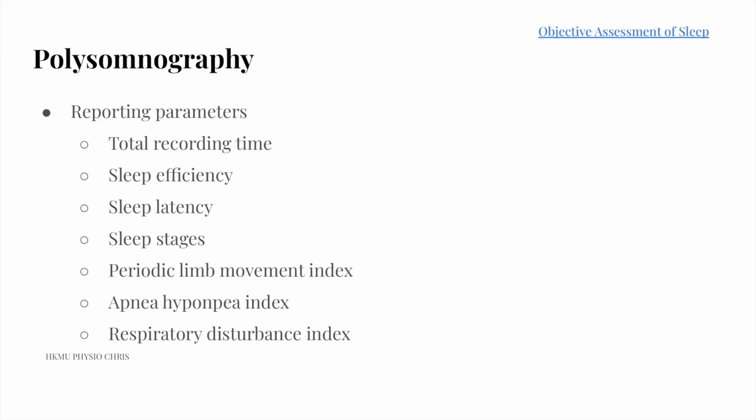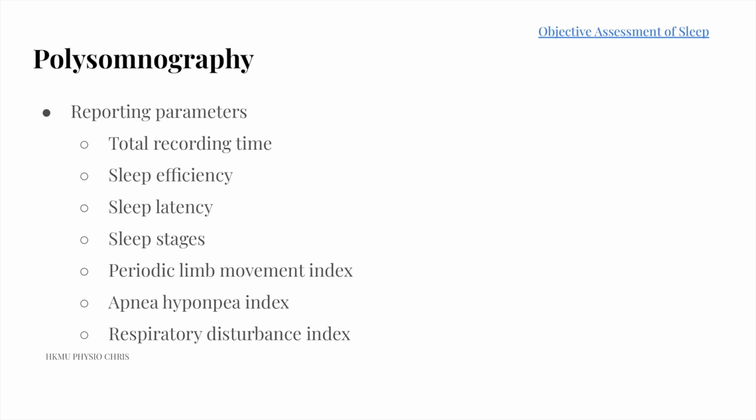Polysomnography has quite a few reporting parameters, such as the total recording time, which is the total time spent in bed from lights out to lights on. The normal value varies according to age, chronotype, and circadian preferences. Sleep efficiency: the total sleep time divided by the total time in bed. The normal value is greater than 85%. Sleep latency: the amount of time it takes to go from being fully awake to sleeping. The normal value is less than 30 minutes.